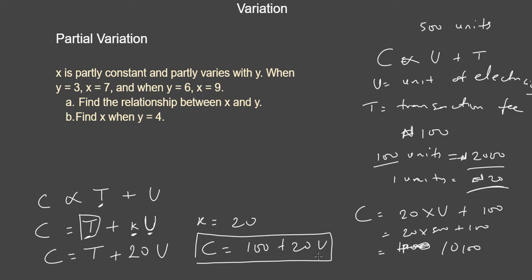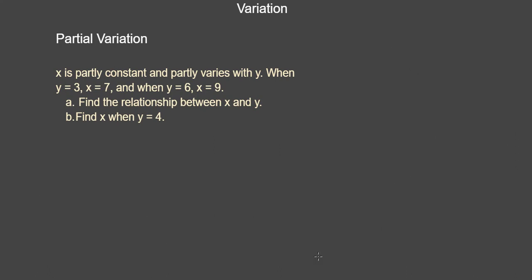So let's interpret this problem with this explanation I've given so far. So x is partly constant, which we can call the constant C, right? And partly varies with y. So it varies with y partly. So this is the relationship. Now, the next thing you want to do is to turn this into a formula, right? That's what we're going to do. But we've answered the first question. The first question is find the relation between x and y. So this is the relationship.